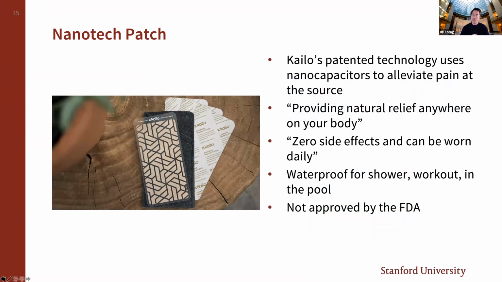And then you get to things that are a little bit more interesting or kind of a little space agey. This one is a nanotech patch, and Kylo has something with nanocapacitors. It sounds like something out of science fiction. Right now they are doing some clinical trials on it. It's not approved by the FDA, but this is interesting in that it seems to have a low side effect profile, and it's also waterproof, so you can wear it when you're exercising as well.